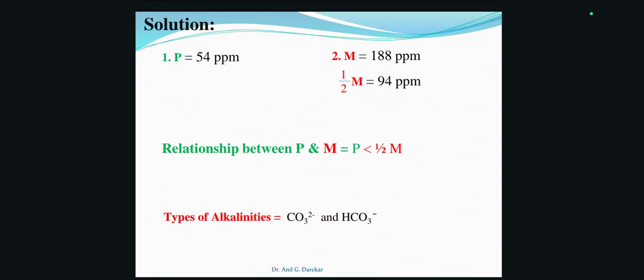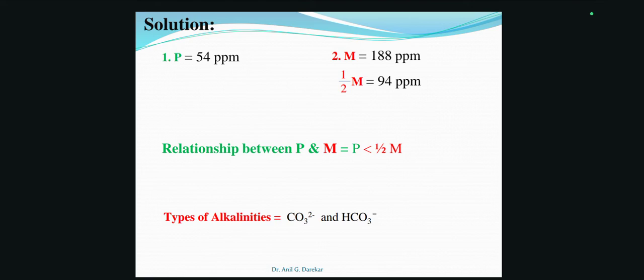Now we have both the values in ppm. We know the value of P and we know the value of M. Now our task is to find the relationship. You just see the values. If we take half of M, then it comes to 94, and you see the value of P is 54. Then 54 is less, 94 is more. This means you can say 1/2 M is greater than P, or you can say P is less than 1/2 M.